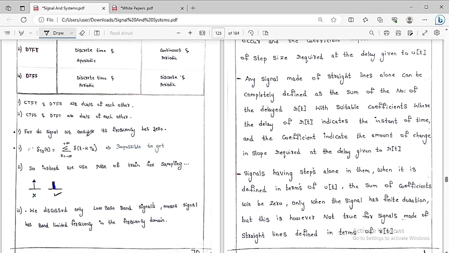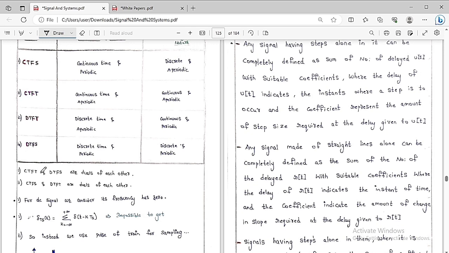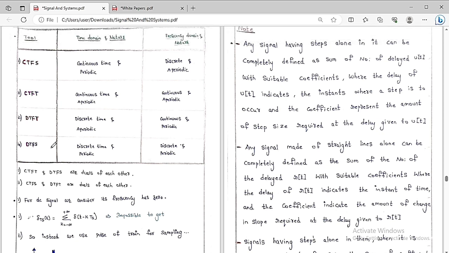Now the next thing is that the continuous time Fourier transform and the discrete time Fourier series are duals of each other. Why is it like this? Here, continuous time and aperiodic; discrete time and periodic. Continuous time and aperiodic; discrete time periodic. So the continuous time Fourier transform and the discrete time Fourier series are duals of each other.